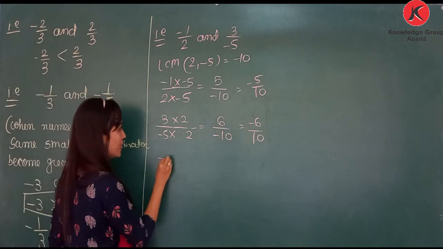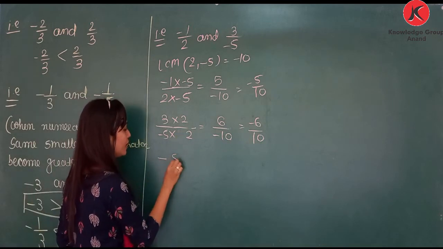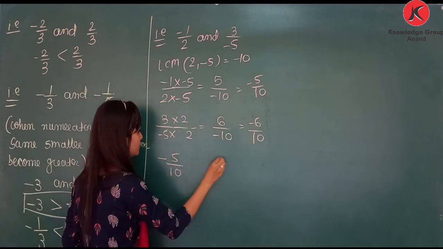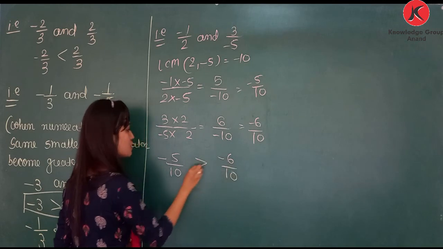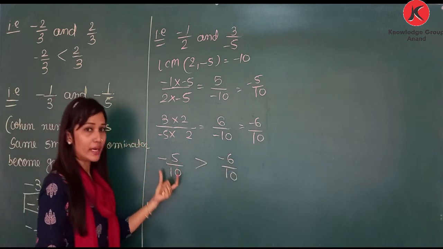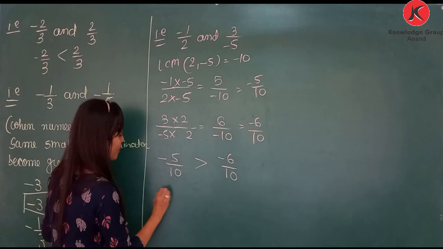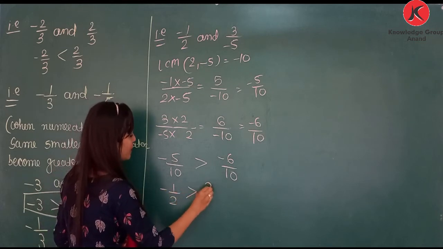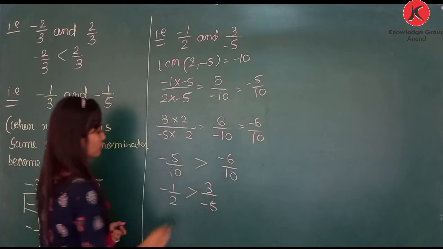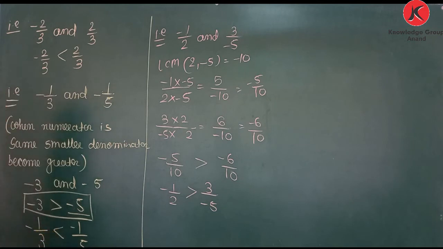So which one is greater, minus 5 by 10 or minus 6 by 10? Minus 5 by 10 is greater. Minus 5 is the greater integer. That's why minus 1 by 2 is greater than 3 by minus 5. So this is how we can compare rational numbers.